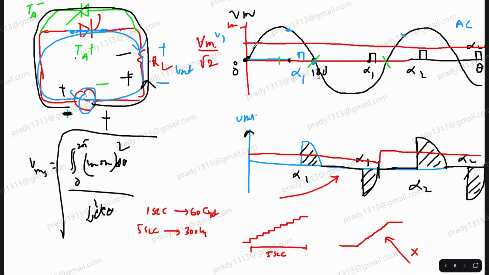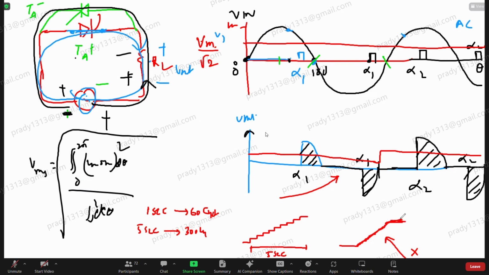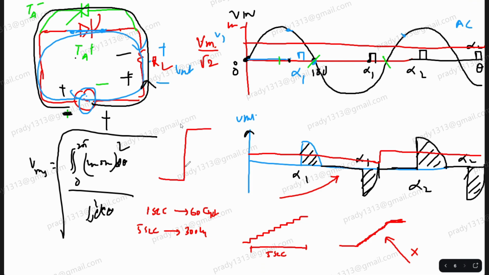Vm by root 2. But here the RMS value is ramping because we are starting with a higher firing angle, and as the cycles pass, we are reducing the firing angle. So the RMS value ramps up gradually, rather than increasing suddenly as in a star delta or an auto transformer starter. Is it clear? So this has a certain advantage.